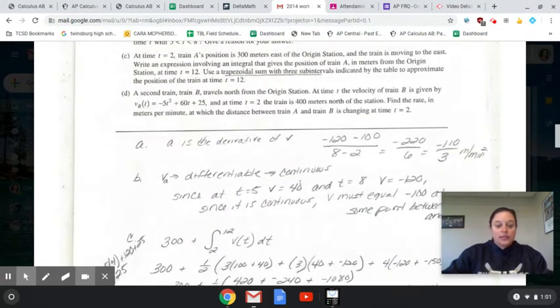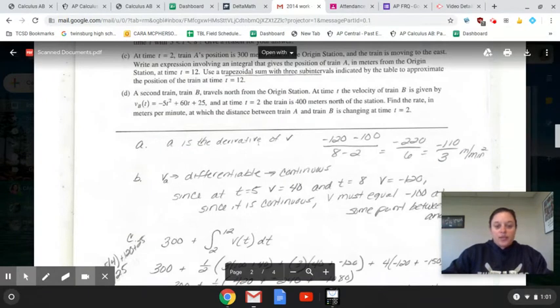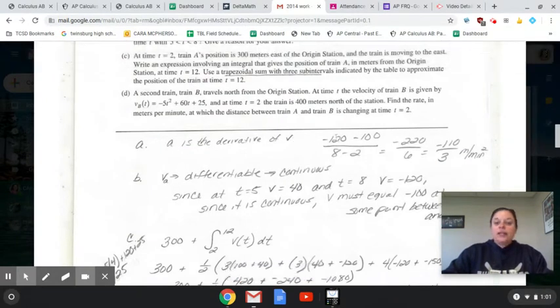So my work kind of wrote what I just said. Acceleration is the derivative of velocity. So here's my velocity at 8 minus my velocity at 2 over 8 minus 2. You get negative 220 over 6, which you can leave. You can reduce it if you want. I wouldn't take too much time to reduce.